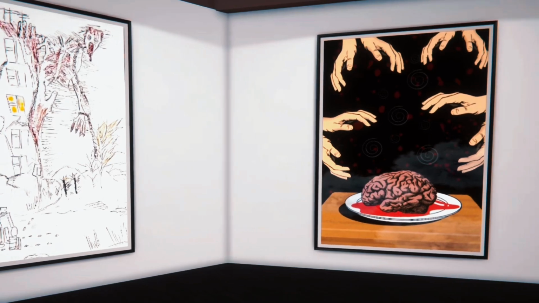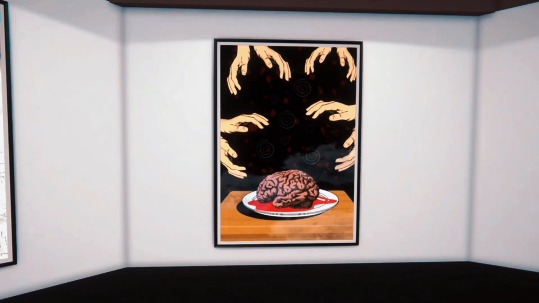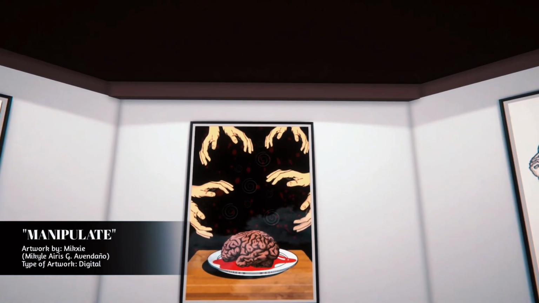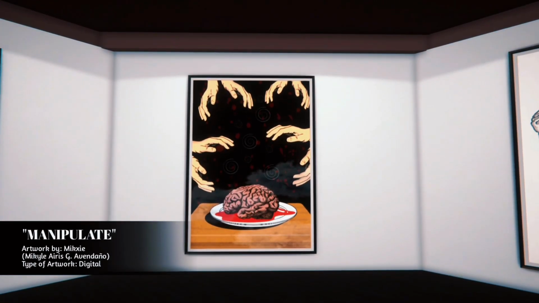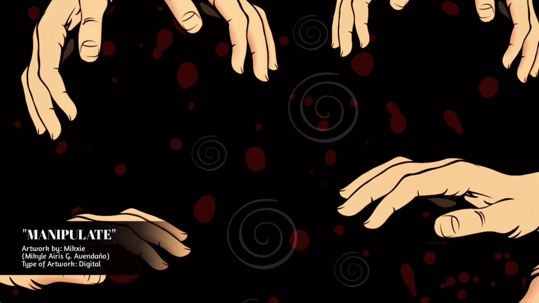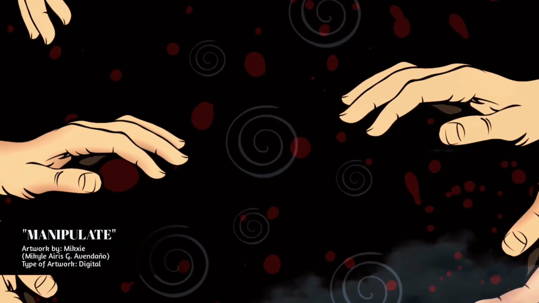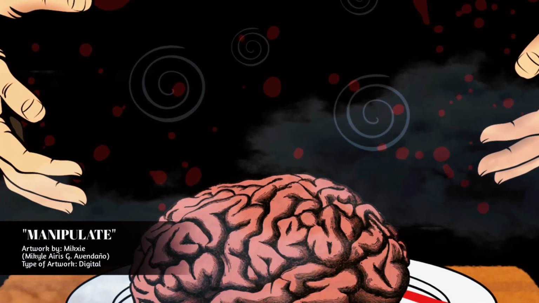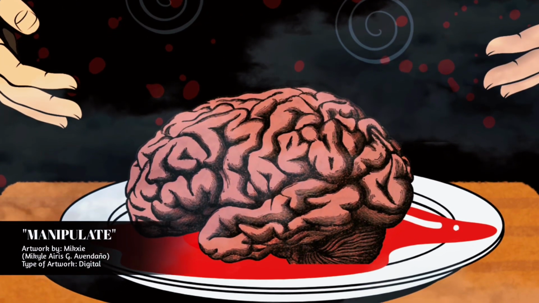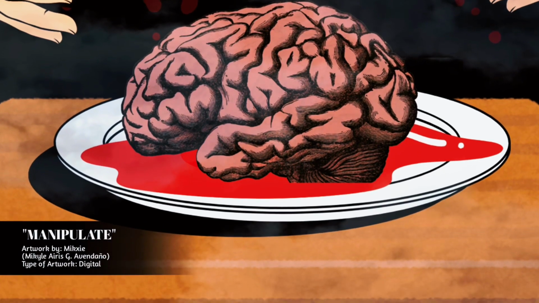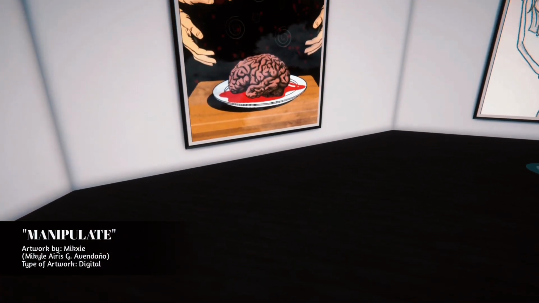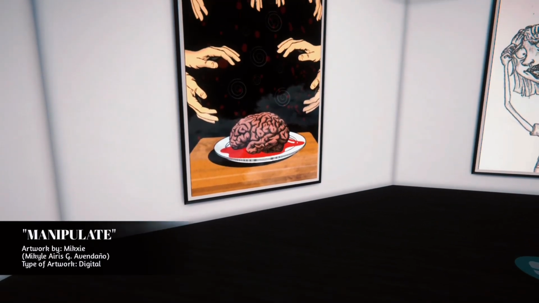An artwork digitally made by Mixi called Manipulate. People can influence a person's mind, but most of the time it's influenced negatively. The torture that the brain has to go through from all the people's influence tends to get overwhelming. It causes the brain to psychologically bleed from all the manipulation and brainwashing it experiences.